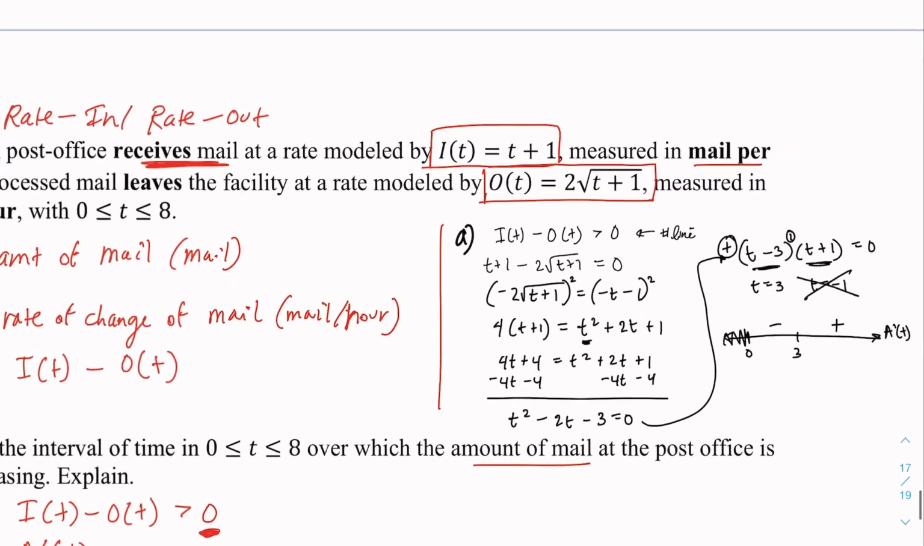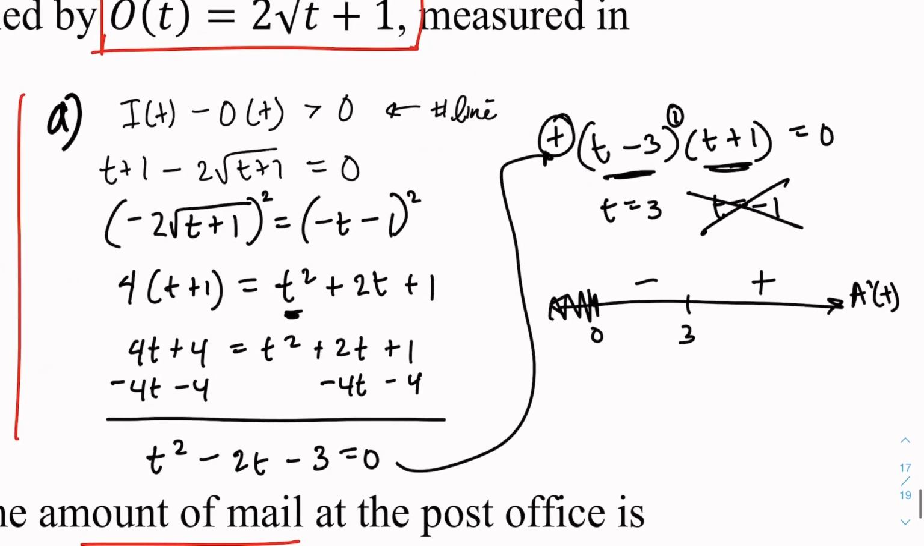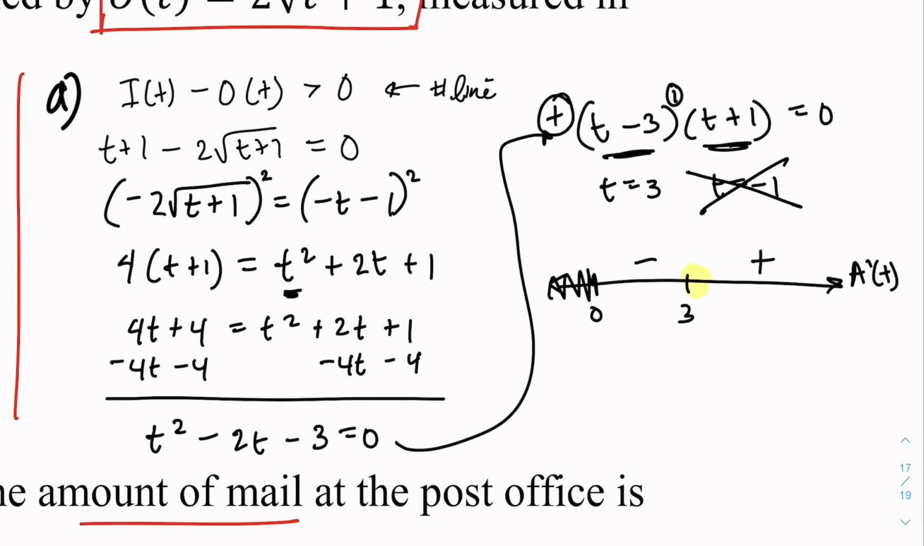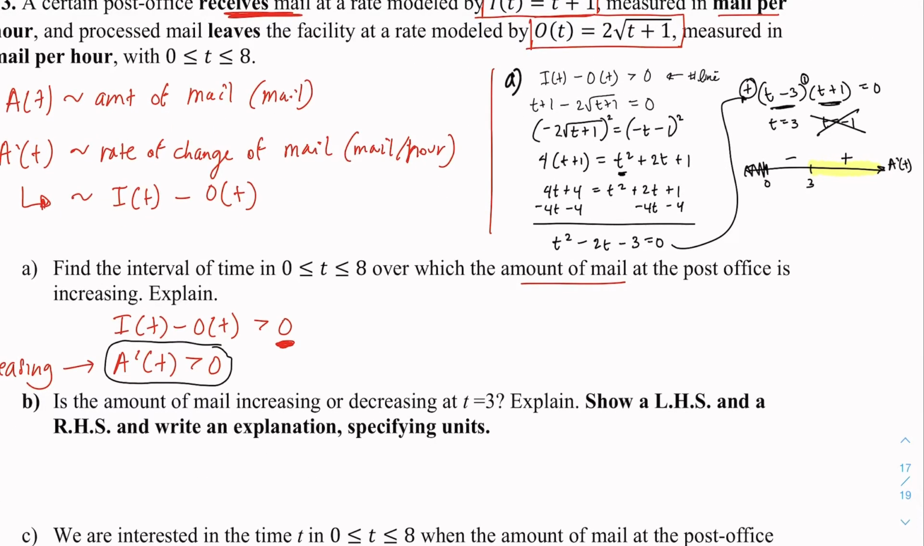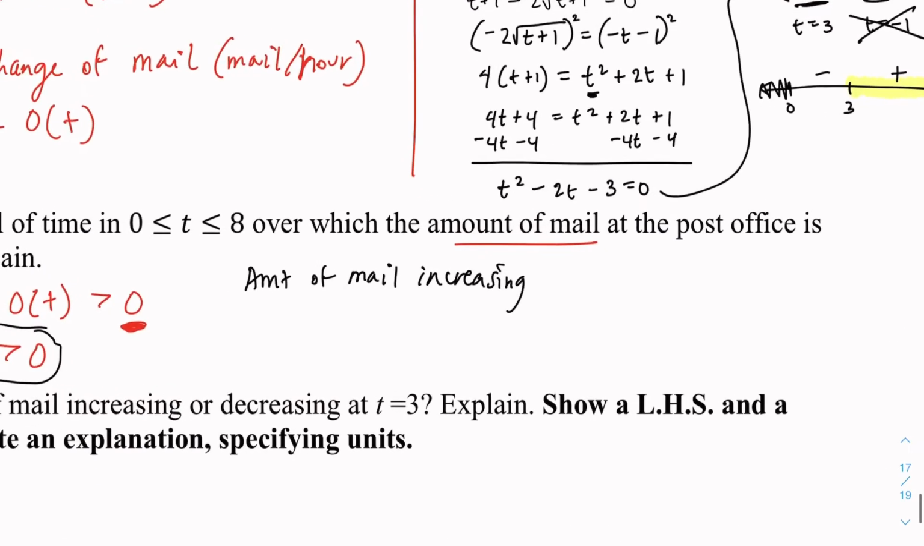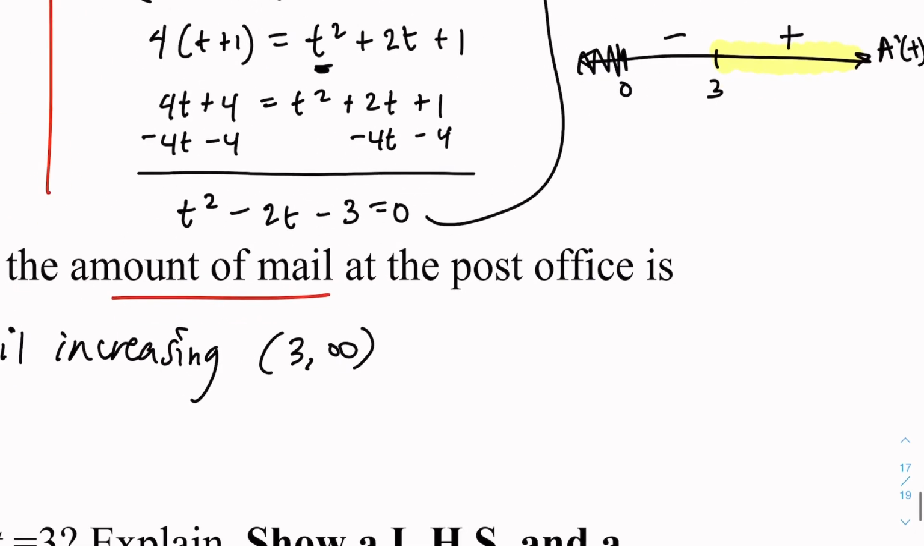Coming back, we want to know where the amount of mail is increasing, so where A prime of t is greater than 0. Well, A prime of t is greater than 0 from t equals 3 onwards. So our final answer will be the amount of mail is increasing from 3 till infinity, or actually, they say here only for 0 to 8, so from 3 to 8 then.